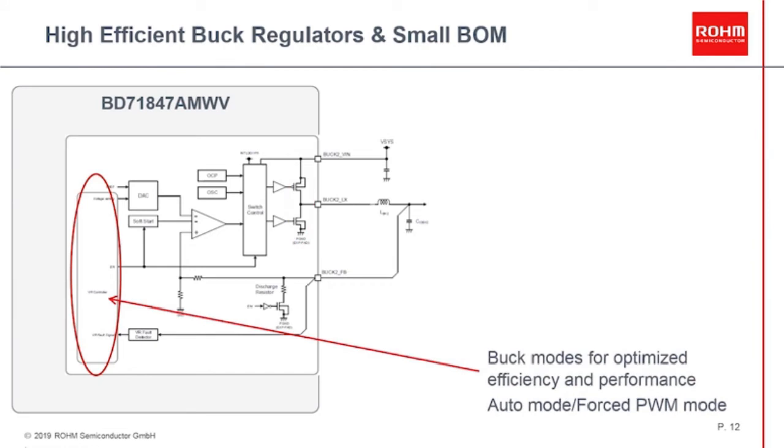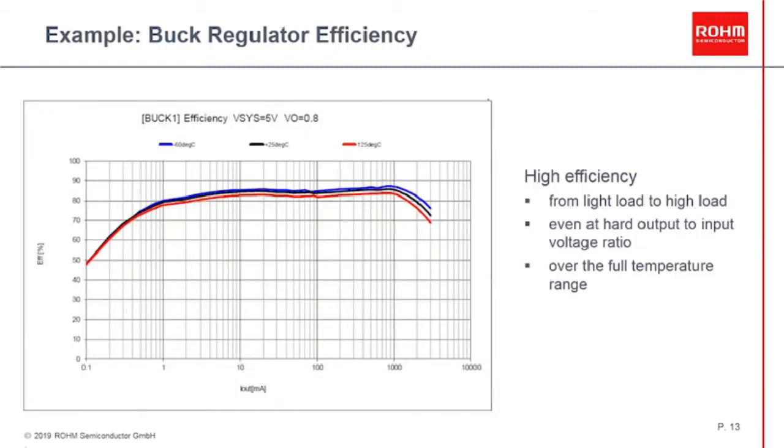Furthermore, the efficiency is optimized with the buck controller logic, which either automatically selects between the PFM and the PWM mode, or it can be forced to run in PWM mode. Please have a look at the efficiency graph. The efficiency is very flat for a very wide range of loads. It's almost straight between 1 milliamp and 1 amp, and this at a very, very hard voltage ratio between the input voltage and the output voltage.